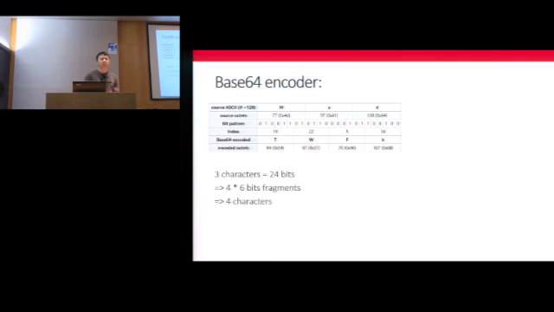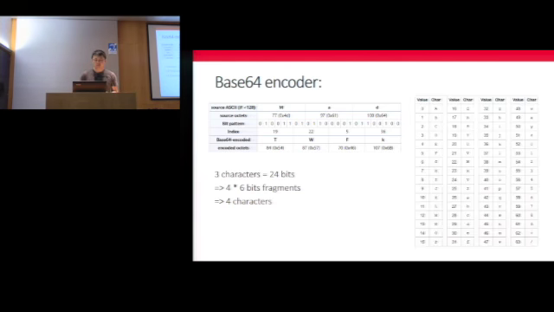To better understand the problem, let's go through a quick example of base 64 encoders. Here is the base 64 encoder. Each time it reads 3 characters. In our example, they are M, A, and D. And it divides the 24 bits into 4 fragments. Then it maps each fragment to text characters by these map tables.